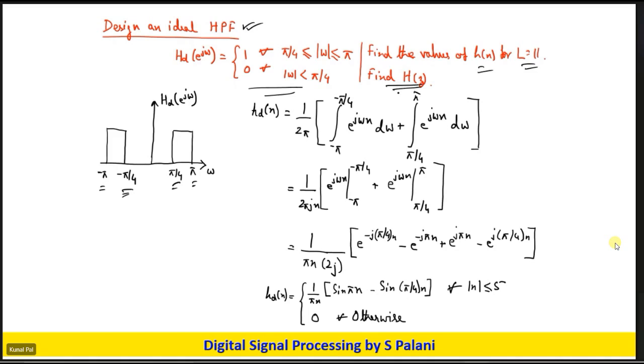Okay. Same thing, just the integrals will be different. Within the integral, the values are the same. Then you perform the integration. Once you perform the integration, you get similar values: hd(n) equals 1 by pi n, sine of pi n minus sine of pi by 4, and this way.